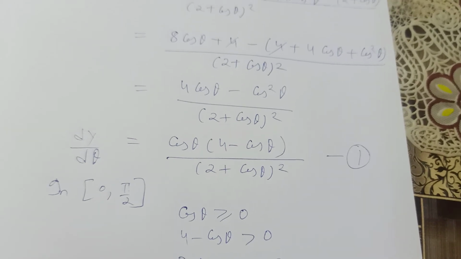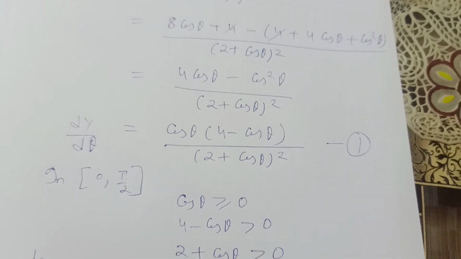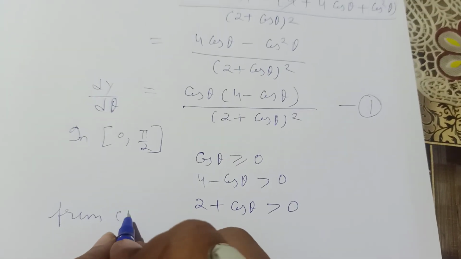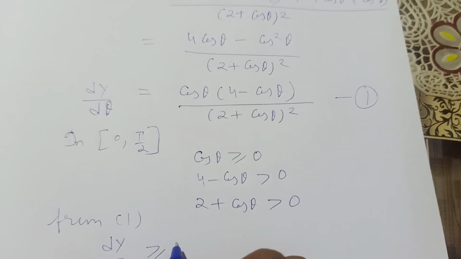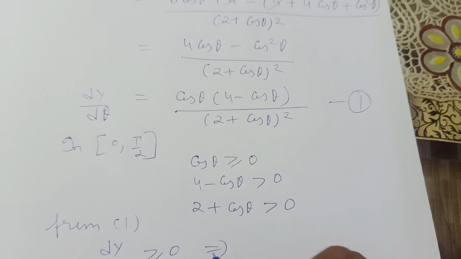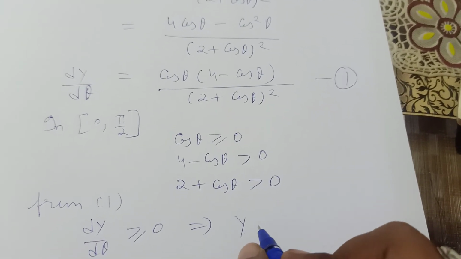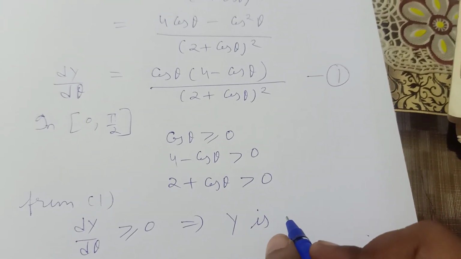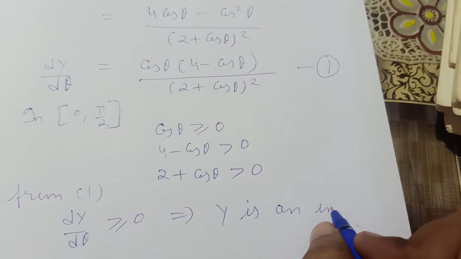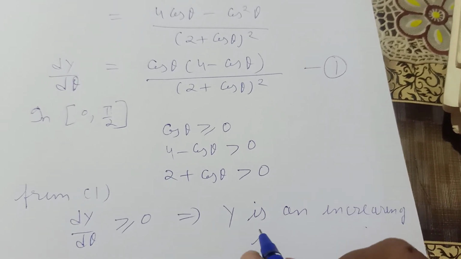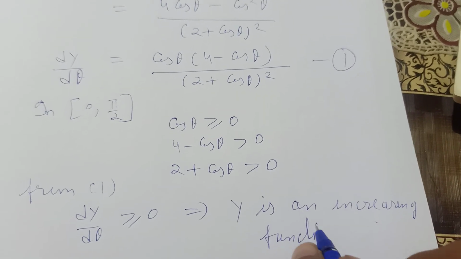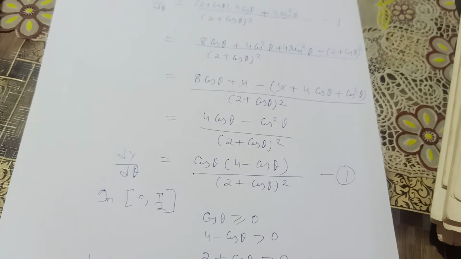So thus we can say from 1, dy by d theta is greater than or equal to 0. This implies y is an increasing function. Okay, this completes the problem.